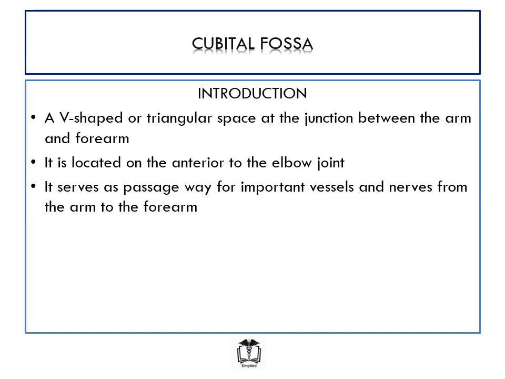Now, this space is found at the junction between the arm and the forearm. So it's found directly at the elbow region. The elbow is found posterior to the cubital fossa. So the cubital fossa is found anteriorly. It's a V-shaped or triangular-shaped space that tends to contain a lot of neurovascular structures. Neurovascular structures running from the arm to the forearm are going to be located within the cubital fossa.